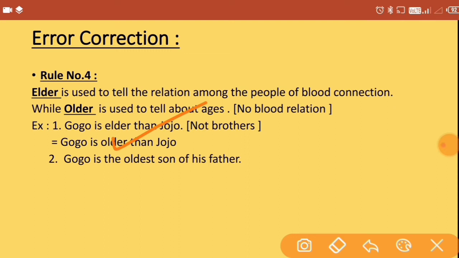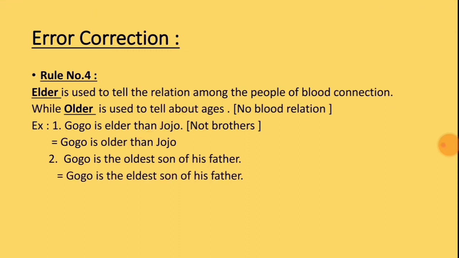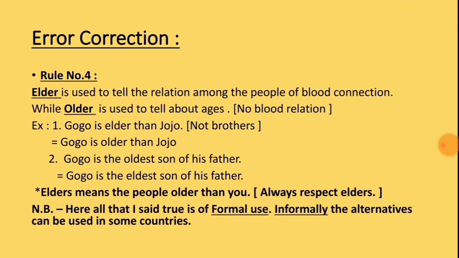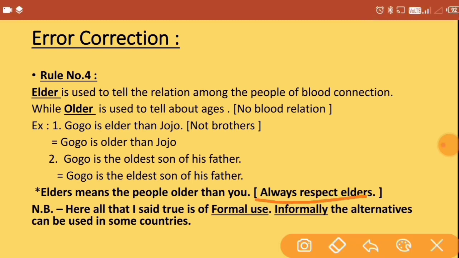In the second sentence, Jojo is the oldest son of his father. It will be eldest son, not oldest. You must remember that elder means people older than you. For example, always respect elders. I again repeat that all that I said is of formal use. Informally, the alternatives can be used in some countries.